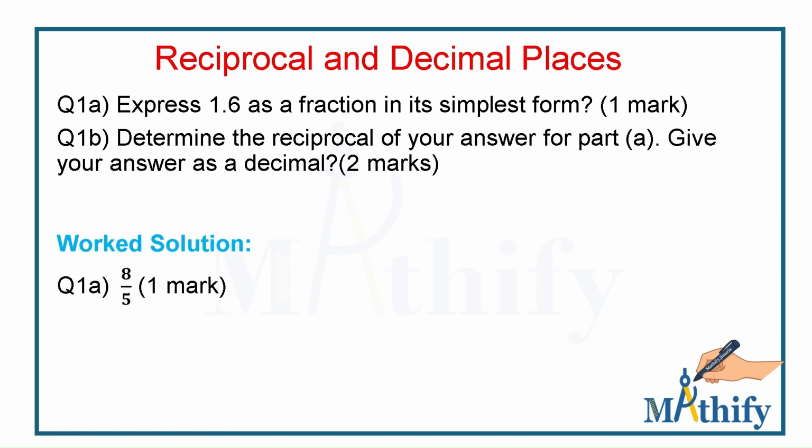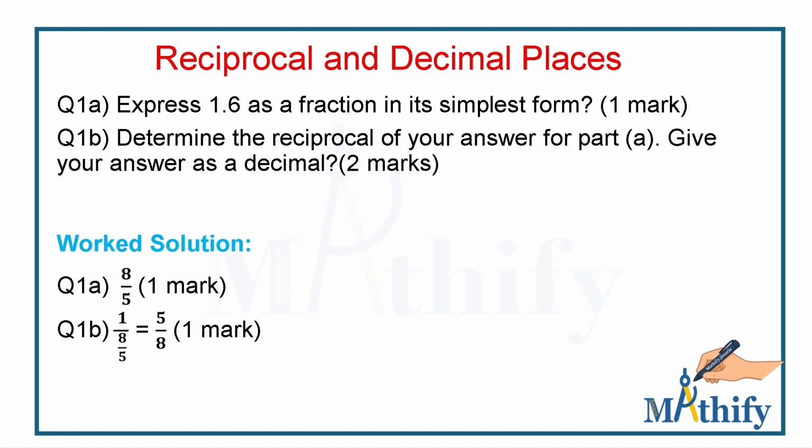We're trying to work out the reciprocal of our answer to question 1a. Reciprocal means 1 over x. And our value for question 1a is 8 over 5. So what we need to do is 1 over 8 over 5. When we do 1 over 8 over 5, our 8 over 5 fraction will flip. So that will be 5 over 8. So that's your first mark.